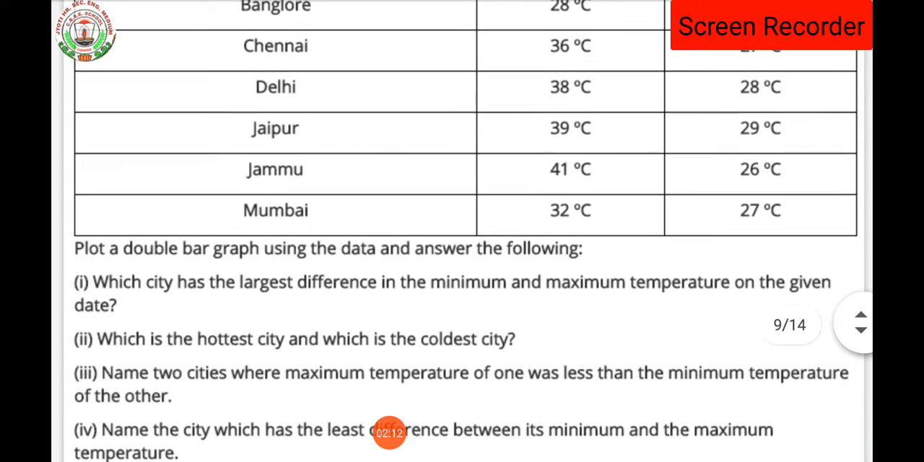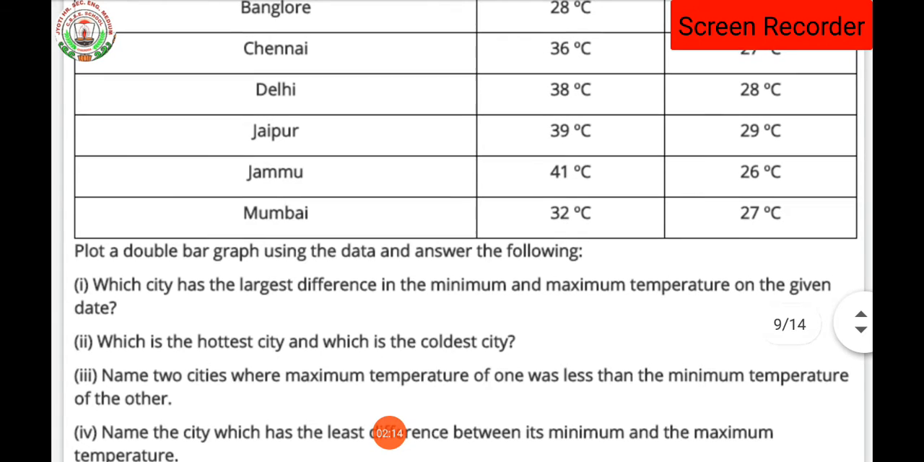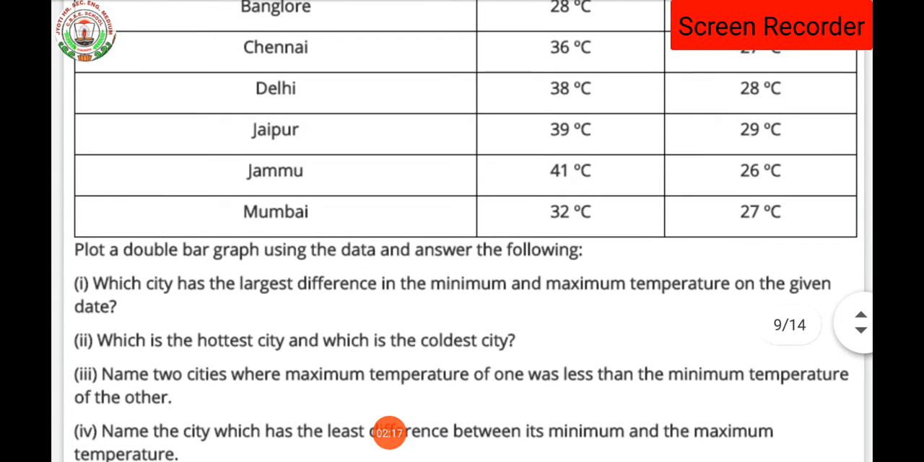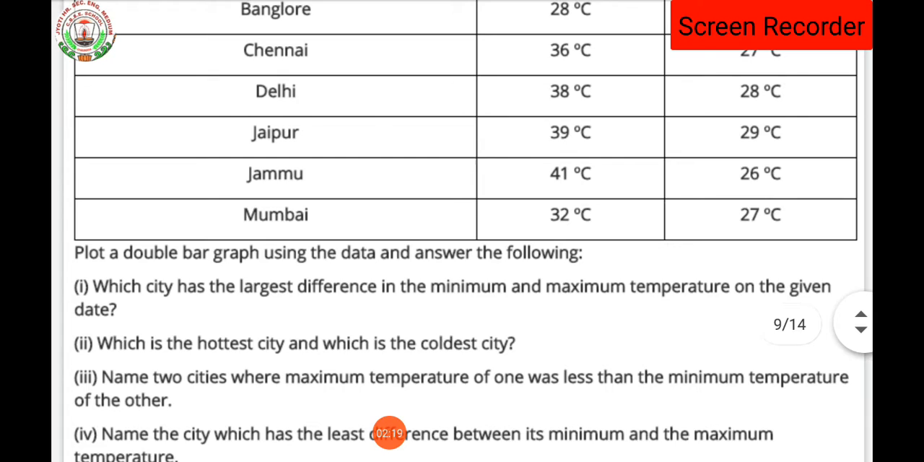Difference, that means you have to subtract the maximum temperature and the minimum temperature of the given dates. Okay, you have to find out the maximum temperature of a city and the minimum temperature of a city. Then after that you have to subtract the value. Okay, then what you have to do is find which is the hottest city and which is the coldest city.